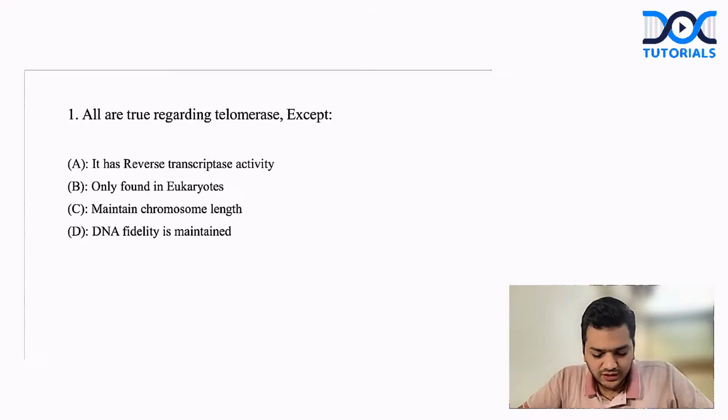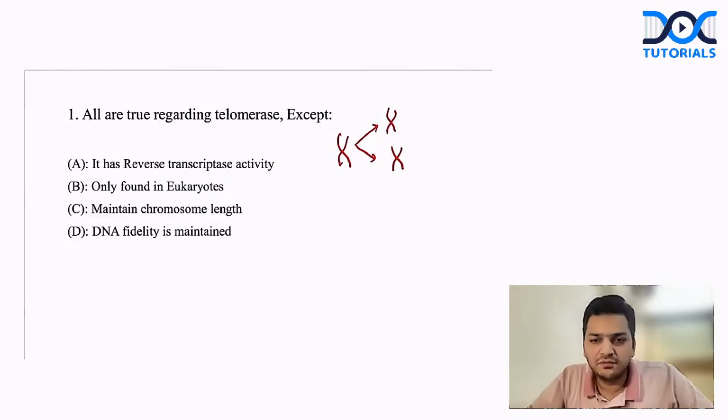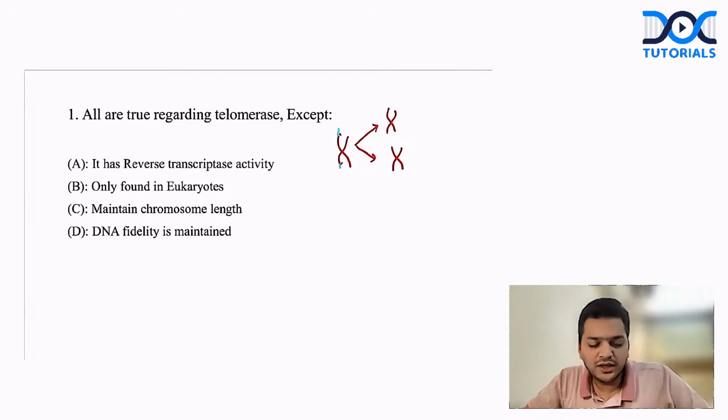The first question: all are true regarding the telomerase, except. Telomerase is the enzyme which helps in reducing the end replication error. What is end replication error? When we do the replication, after the replication, the DNA is going to be slightly smaller. We lose some length of the DNA with every replication, which we don't want to happen. So we use the enzyme telomerase, which attaches a dummy DNA towards the 3' end. So when we lose DNA, we are just going to lose the dummy DNA part. We will not lose the real DNA where we have the information, right?